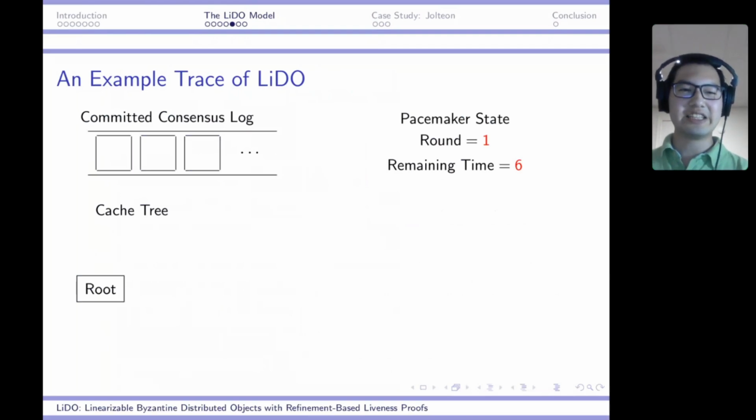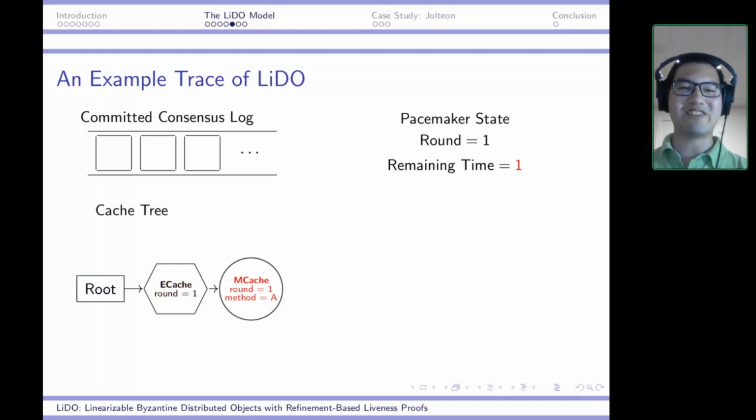So in the first round, the leader comes in and first calls pull, which is to get the up-to-date cache log. Of course, it only obtains an empty log since there's nothing before the first round. Then it proposes its own method, let's say method A. That's the only method in the log right now.